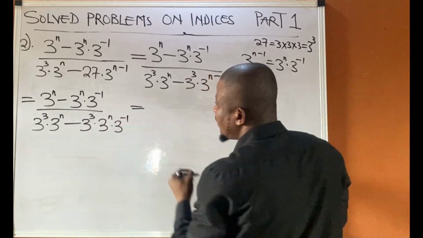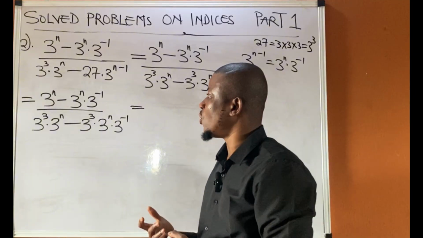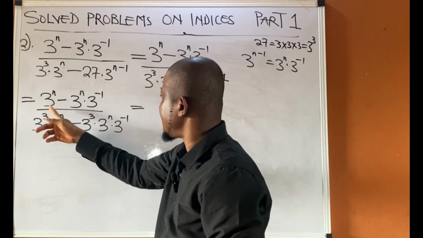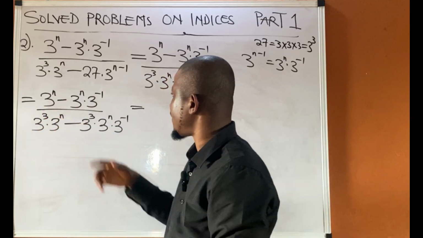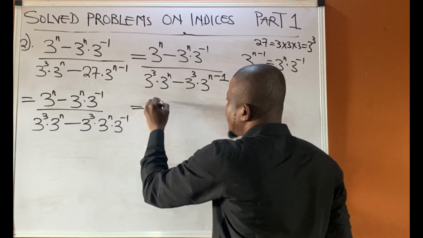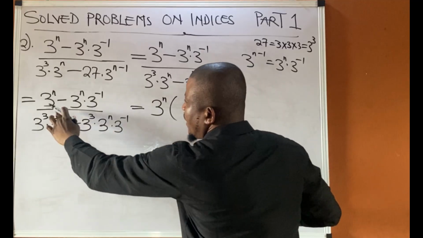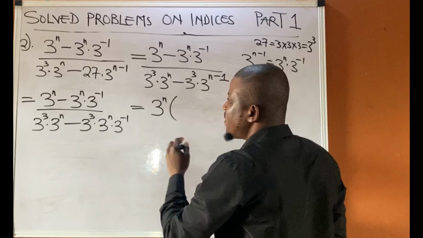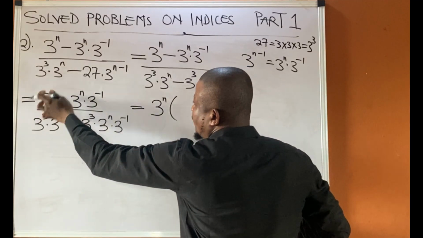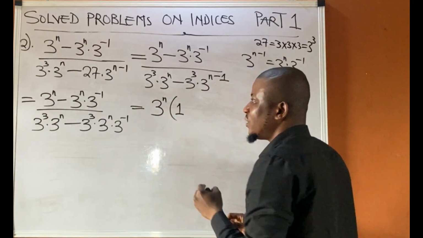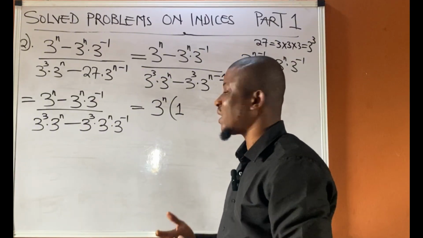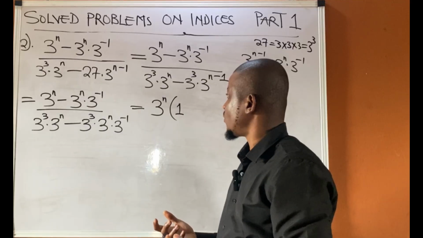Now from here, we can factor out some common terms, right? Here we have 3 to power n. We also have 3 to power n. So we can factor out 3 to power n. If you factor out 3 to power n here, we'll be left with, if I factor out 3 to power n from this, I will have 1. Now, the idea of factorization, to factor out, is more like to divide out. Okay, let me make it a bit easier to understand.